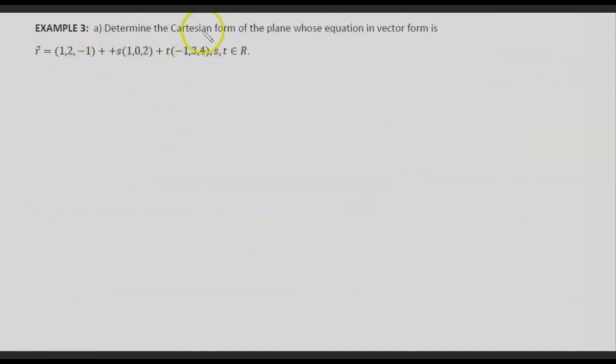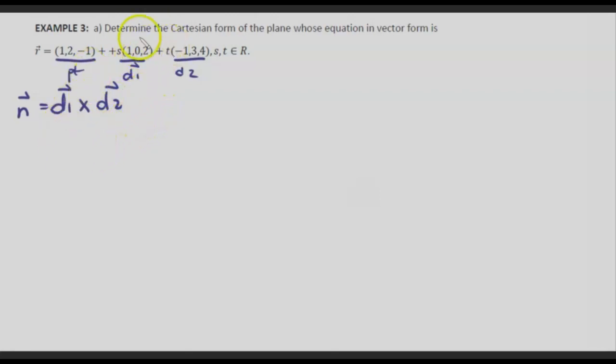Example 3, determine the Cartesian form of the plane whose equation in vector form is this. So we have a point, we have direction vector number 1, and we have direction vector number 2. So what do we need to do? Well, we need a normal. So our normal is going to be when we cross product direction vector 1 and direction vector 2.